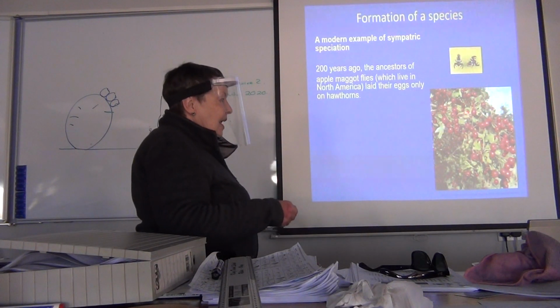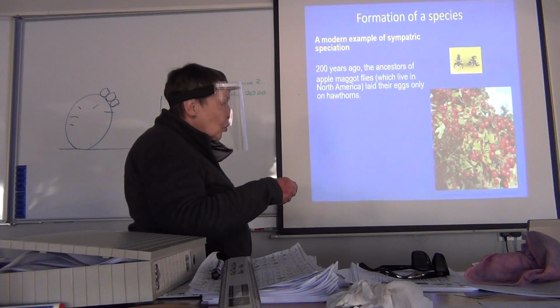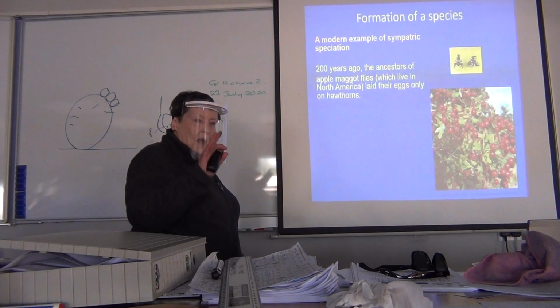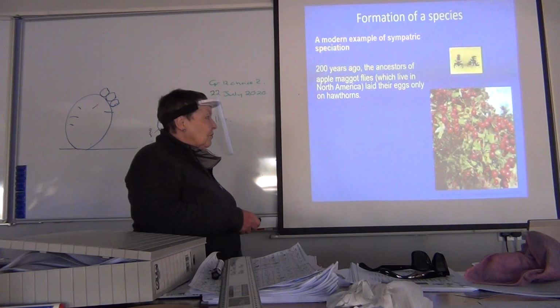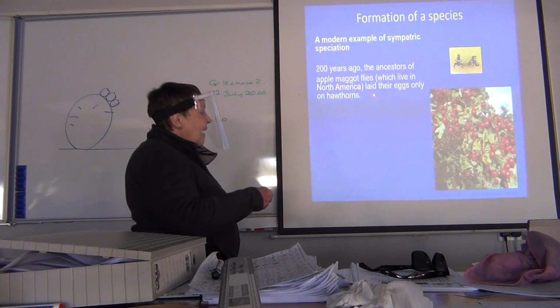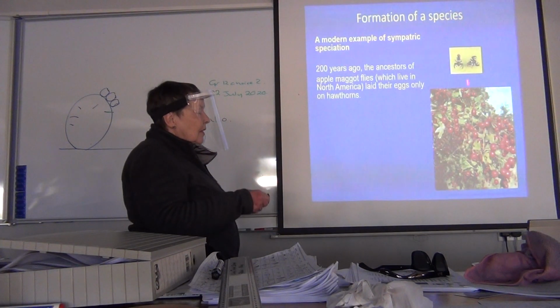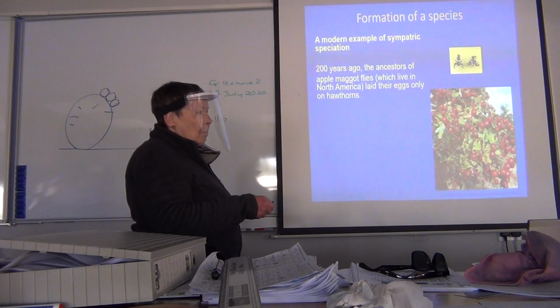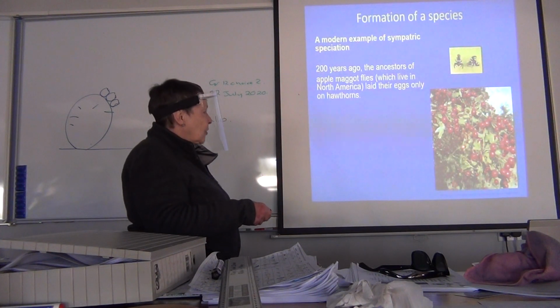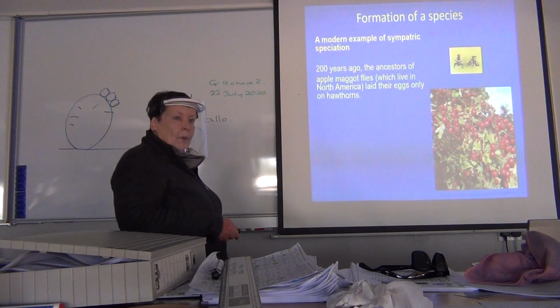They lay their eggs. They're indigenous to North America. They've lived there for however many thousands and millions of years. They lay their eggs on hawthorn fruit, and the little larvae burrow out of the hawthorn fruit, but they've eaten the fruit as they burrow out. It's not in South Africa.